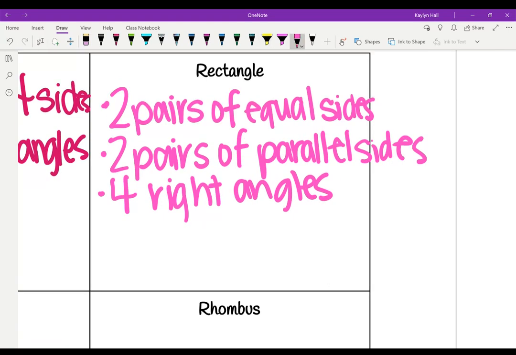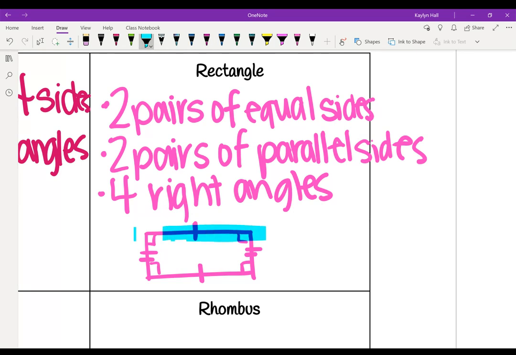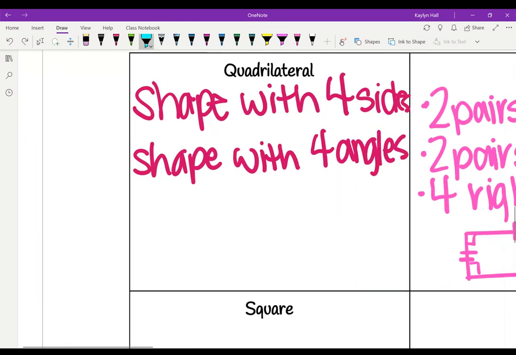So let's just draw a quick picture of a rectangle. Okay, that's not perfect, but okay, it's got 4 right angles, 90 degrees. We talked about right angles last week. 2 pairs of equal sides, so this side is the same as this side, and this side is the same as this side. 2 pairs of parallel sides. This one and this one will never touch each other, and this one and this one will never touch each other. And there we have it. That's a rectangle.